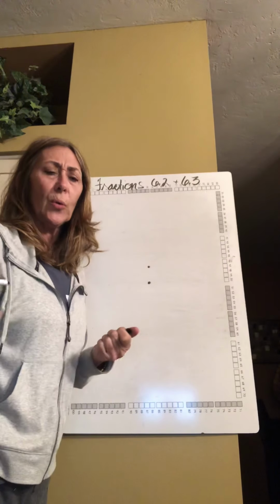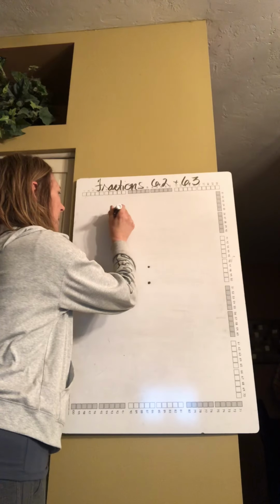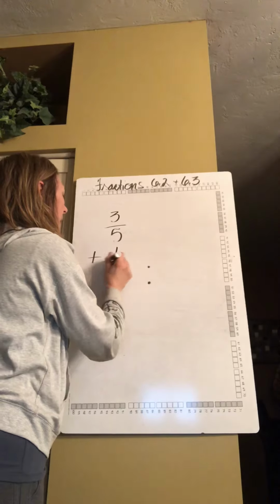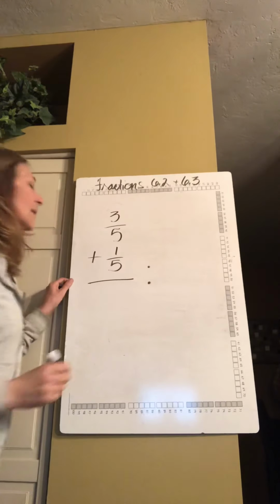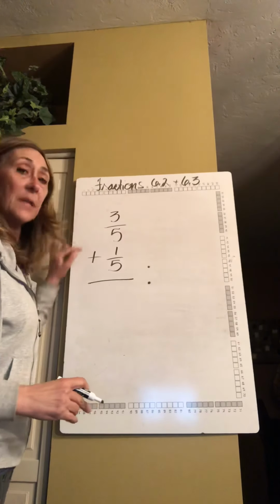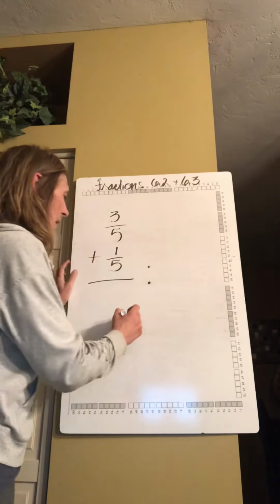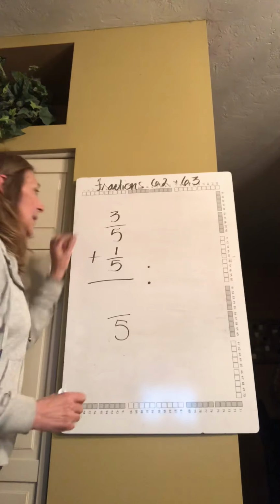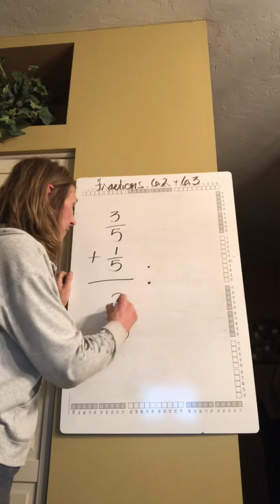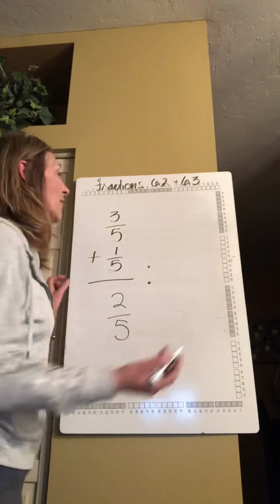I want to do a problem this way, because you're going to see it like this. This is the same thing if it's written linear or as a cross. 3/5 plus 1/5. Again, my same or common denominator is fifths. I have 3 of those pieces and I take 1 away, so I'm left with 2/5. The same thing works if we're doing subtraction.